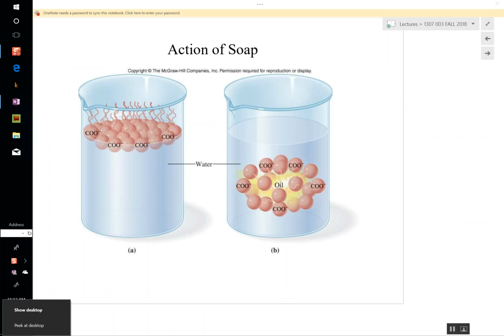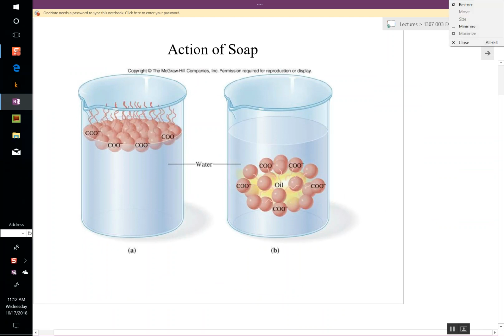Okay, this is kind of where we ended up talking about soap and how soap works. It's an emulsifier. These are called micelles. So yeah, milk. Milk is an emulsion, okay, folks? Milk is an emulsion, and so milk naturally has some surfactants or emulsifying molecules that can emulsify fat in water.